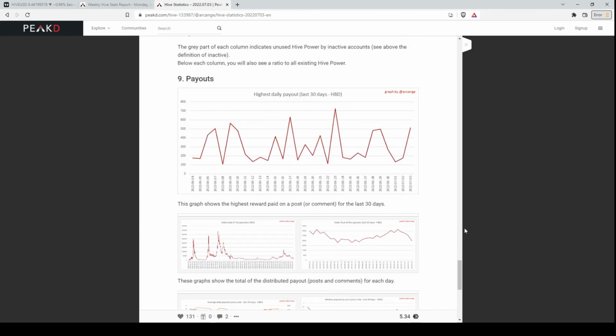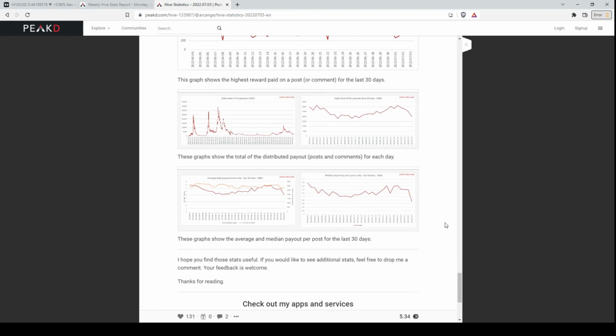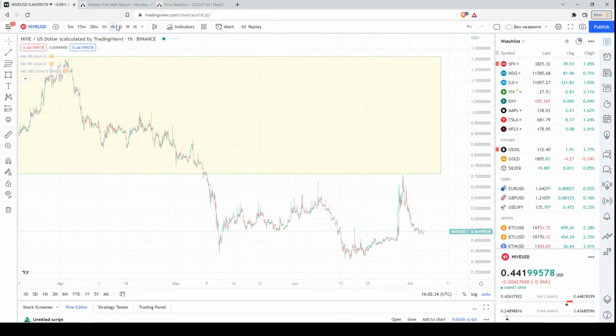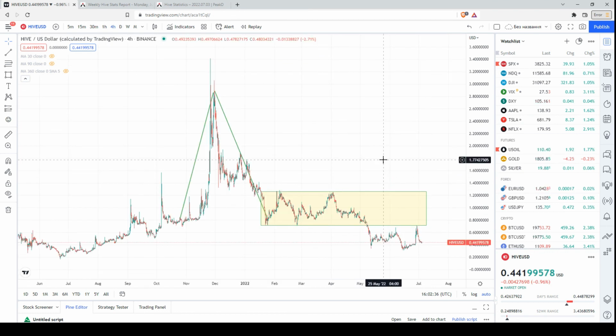We need much more activity, we need many more users. Something should happen in order to trigger the next price increase, and if we have some positive events in the HIVE ecosystem, then we will see a sustainable price increase. If we don't have some positive events and the number of active users and the user base is shrinking, then definitely it will put pressure on the price, and this is just my point of view.